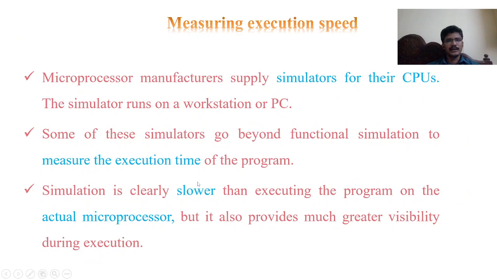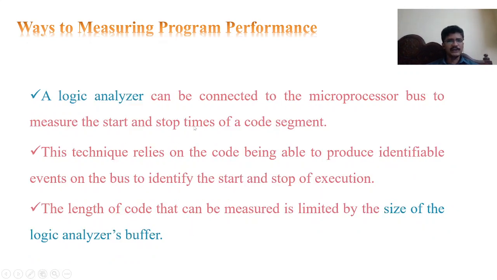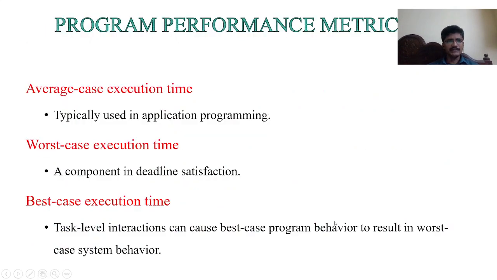And then over here, processor manufacturers supply simulators, using which you can measure accurately the CPU performance, the execution time of the program can be accurately measured. So how it could be done is you can make use of a timer by measuring the start and stop of the program, and then we can make use of a logic analyzer physically, whereby you can take out from the pins of the processor, use a logic analyzer to measure the start and stop of the time of the execution of the program.